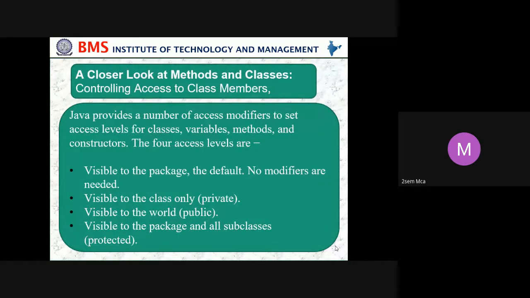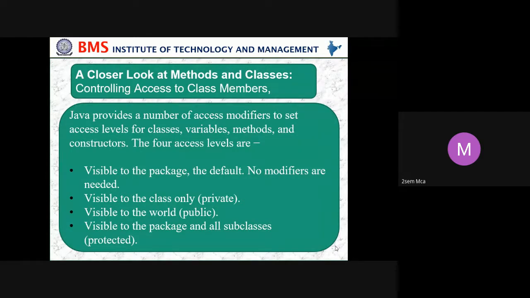How do we control access to the class members? What are the access controls we have? Java provides a number of access modifiers to set the access level for classes, variables, methods, and constructors. The 4 access levels are: visible to the package, the default, where no modifiers are needed; visible to the class only, that is private; visible to the world, that is public; and visible to the package and all subclasses, that is protected. So these are the 4 access levels available in Java.